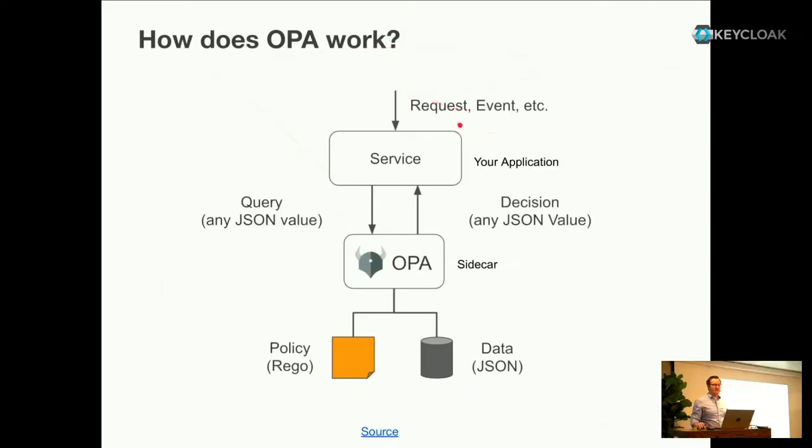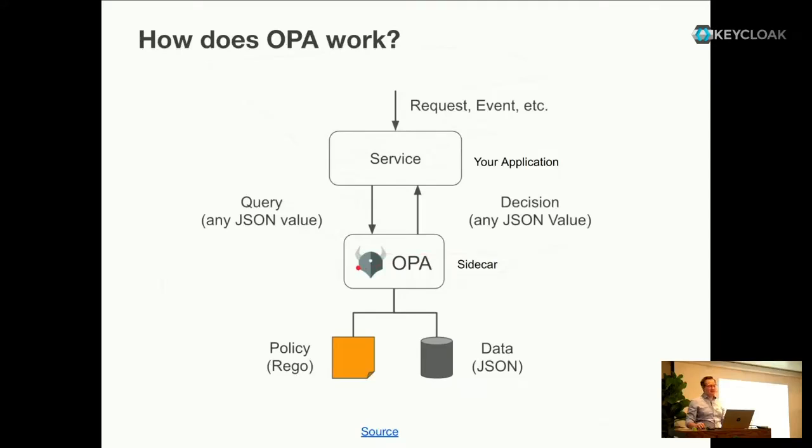Usually it looks like that. We have our service and we have some kind of request or event or whatever that triggers some logic in the service, in the application. The service has a component then that creates an access query or policy query based on the request and sends that access query to the OPA sidecar. The access query can be an arbitrary JSON object, so you're completely free to use whatever you want here.